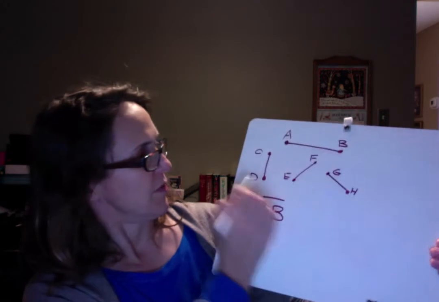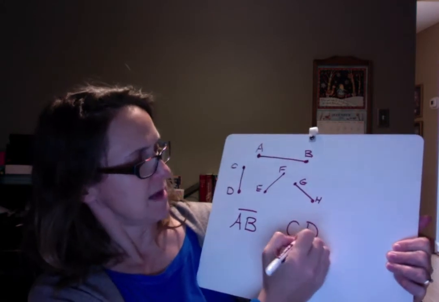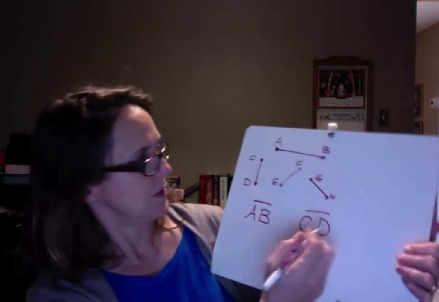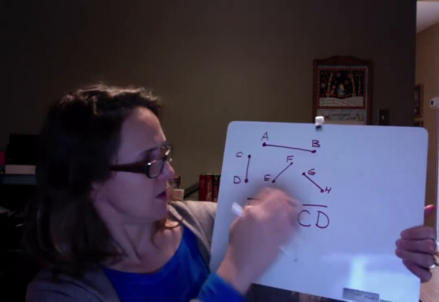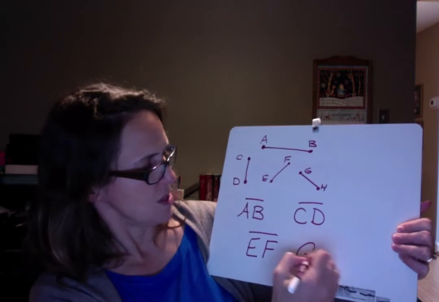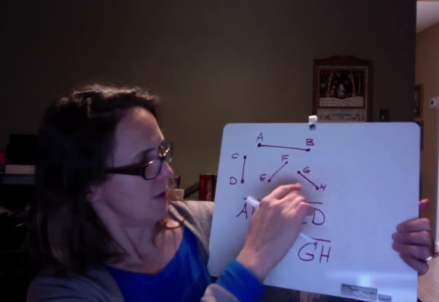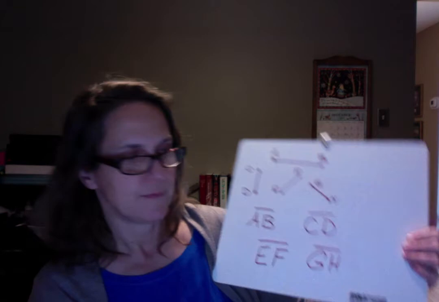What if I want to talk about this one? I might name it CD with a line over it, or EF. You know I'm talking about this one. Or GH, and you know I'm talking about that line segment.